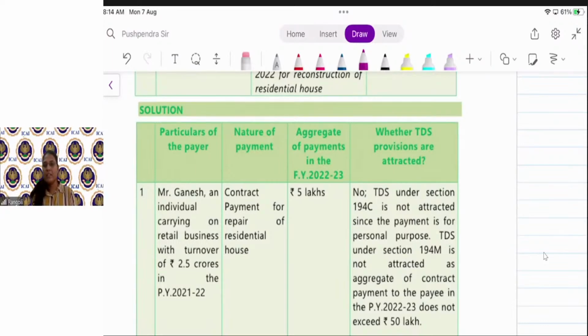My dear friend, repair of residential house is personal services. It is for personal purpose. Under section 194C, we have studied that section 194C is not applicable if you are making any payment for personal purpose. Okay, so 194C is not attracted. Why? Because I am making payment for personal purposes. Same, 194M is also not applicable. Why? Because the payment is less than 50 lakh rupees.